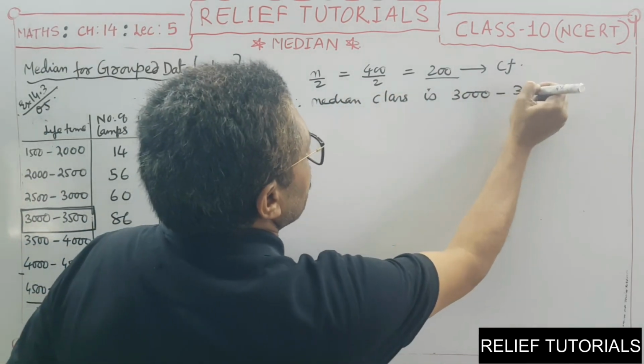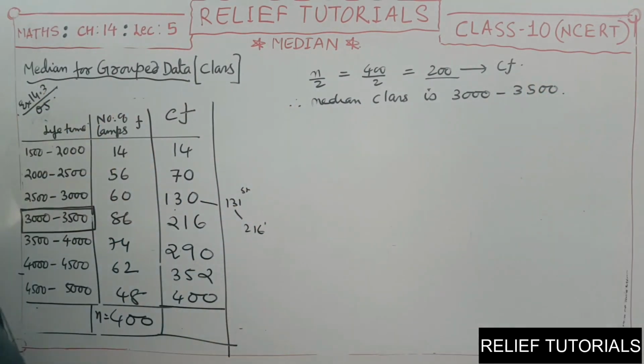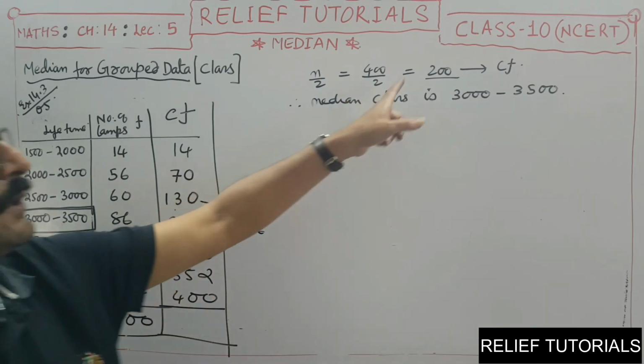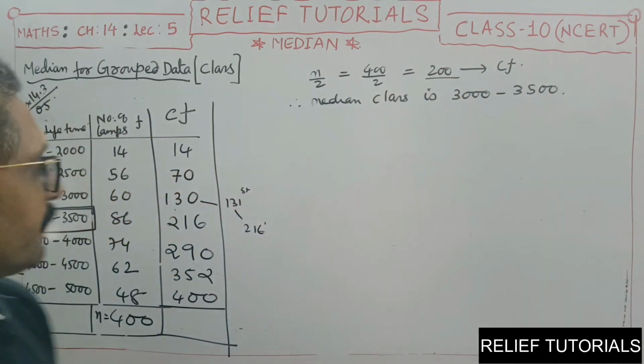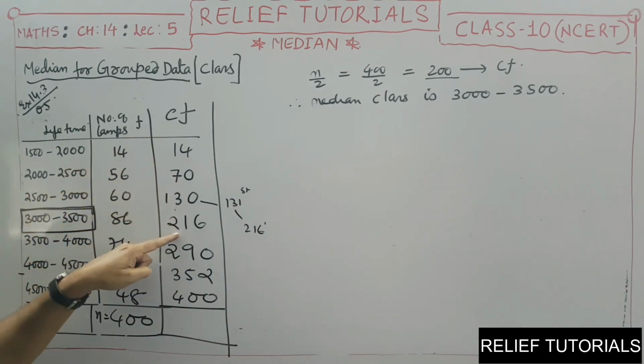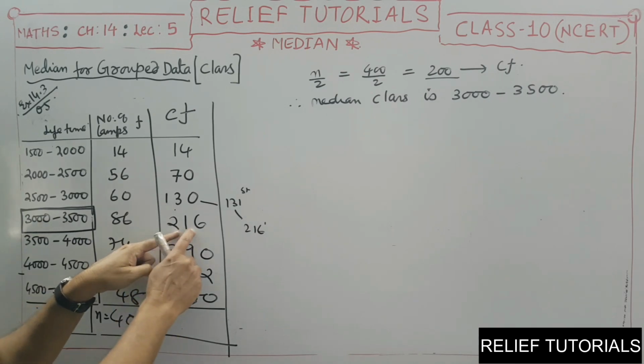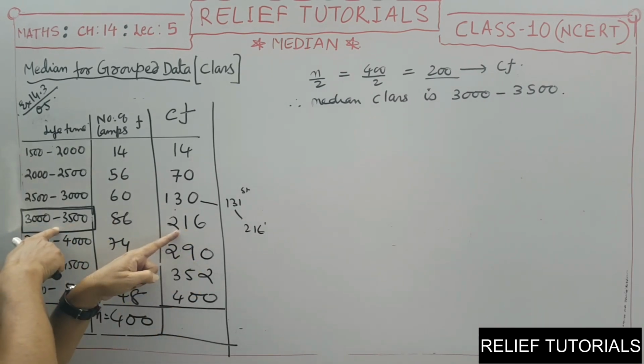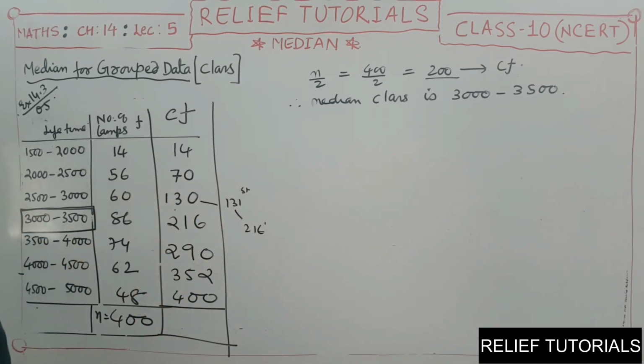So the median class is 3000 to 3500. Is it clear how to find median class? Nothing you have to do. You have to find n by 2, 400 by 2, 200. You have to see against cumulative frequency. So against cumulative frequency, it is up to 130. Now 131 to 216. So 200 will be somewhere here. So the class is 3000 to 3500.